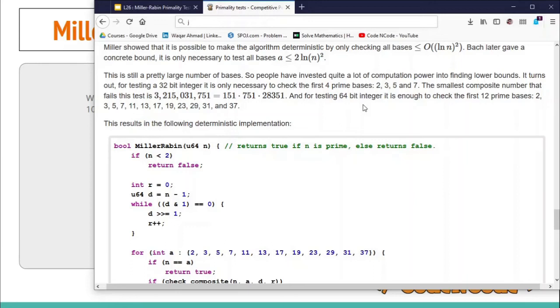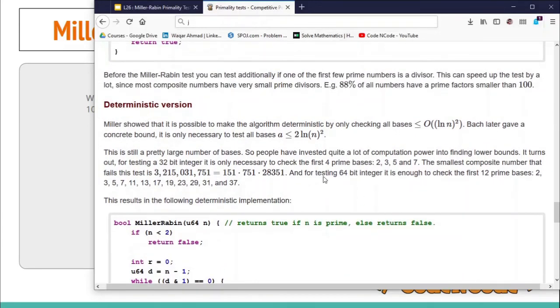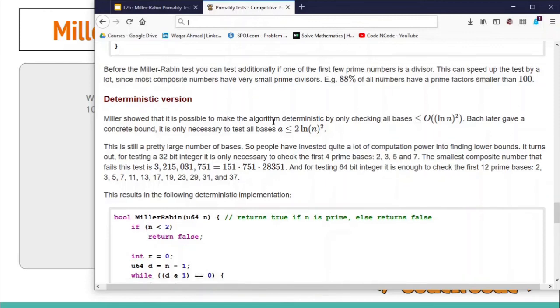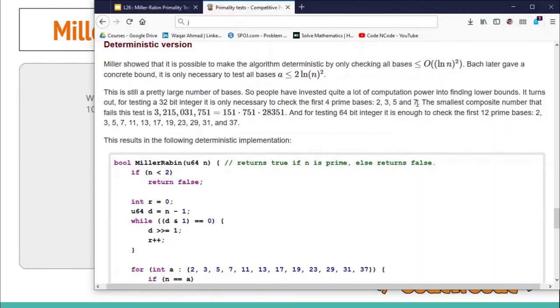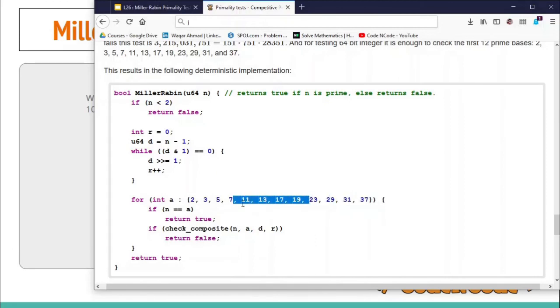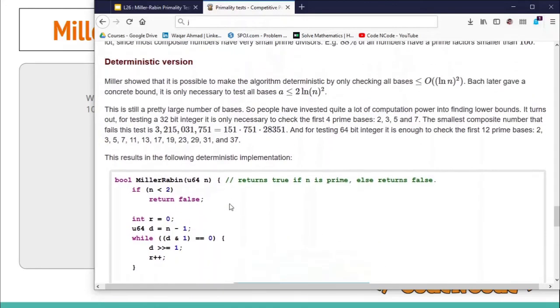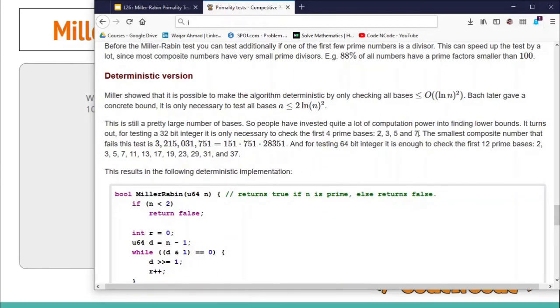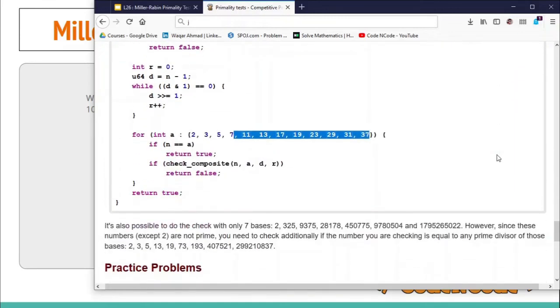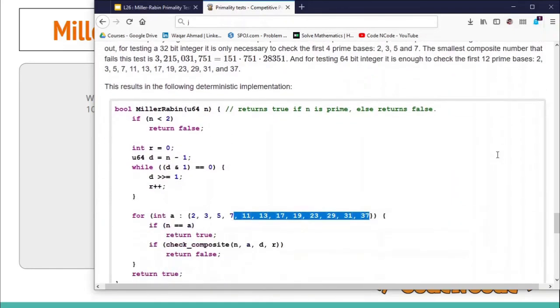Why is that so? There's no theoretical proof of this, but a practical proof, as the article itself says: people have invested a lot of computation power in finding the lower bounds of it. People have tested the Miller-Rabin primality test for 32 bit integers with these four numbers. You can delete all the remaining ones and run the Miller-Rabin test only on these first four prime numbers, and people have tested that it does not fail for 32 bit integers. And for 64 bit integers, you can use the first 12 prime numbers and the Miller-Rabin test will not fail. So people have tested this practically, not theoretically. There is no theoretical proof of it, but a practical proof.